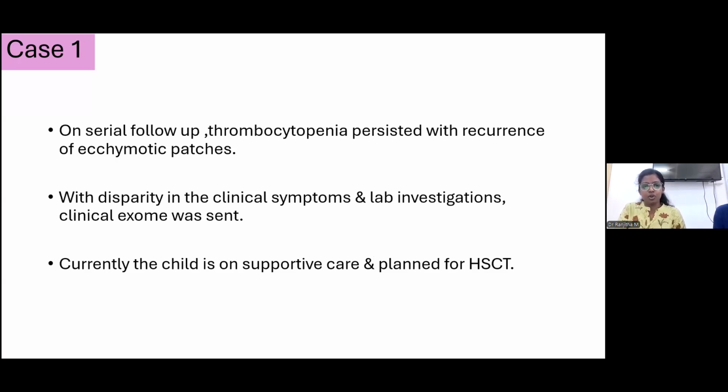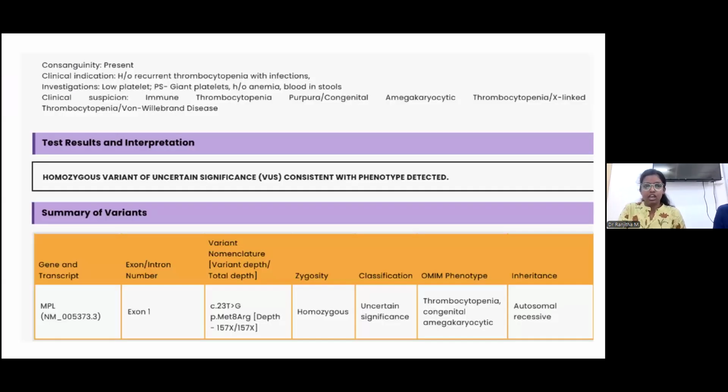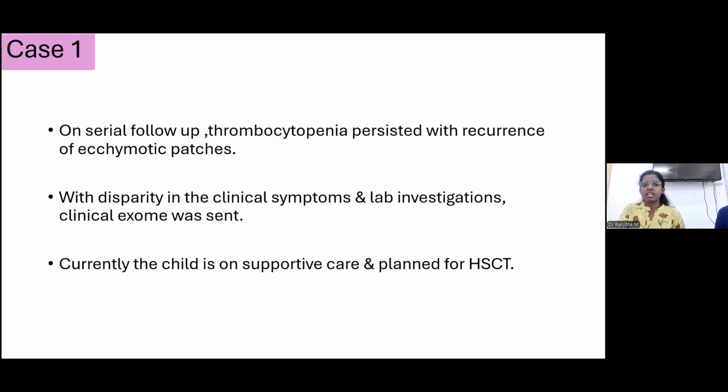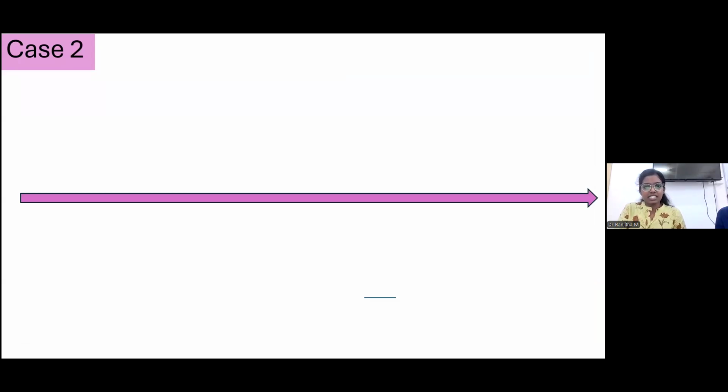But on serial follow-up, thrombocytopenia persisted with recurrence of ecchymotic patches. Hence, with the disparity between the clinical symptoms and lab investigations, a clinical exome was sent, which turned out to show an MPL gene deletion, homozygous and autosomal recessive in inheritance, and he was diagnosed to have congenital amegakaryocytic thrombocytopenia. So this child is currently on supportive care, and he is planned for hematopoietic stem cell transplant. Moving on to my second case.